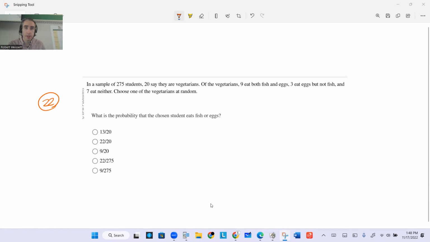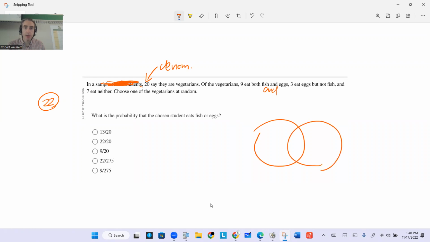275 students, 20 say they are vegetarians. Of the vegetarians, 9 eat both fish and eggs. So we're just talking about the vegetarians, so ignore all that for a minute. This is your denominator. Of the vegetarians, 9 eat both fish and eggs. 3 eat eggs, but not fish. Venn diagram time. Fish, eggs, 9 eat both. 3 eat eggs but not fish, so 3. And 7 eat neither, so that's going to go out here.